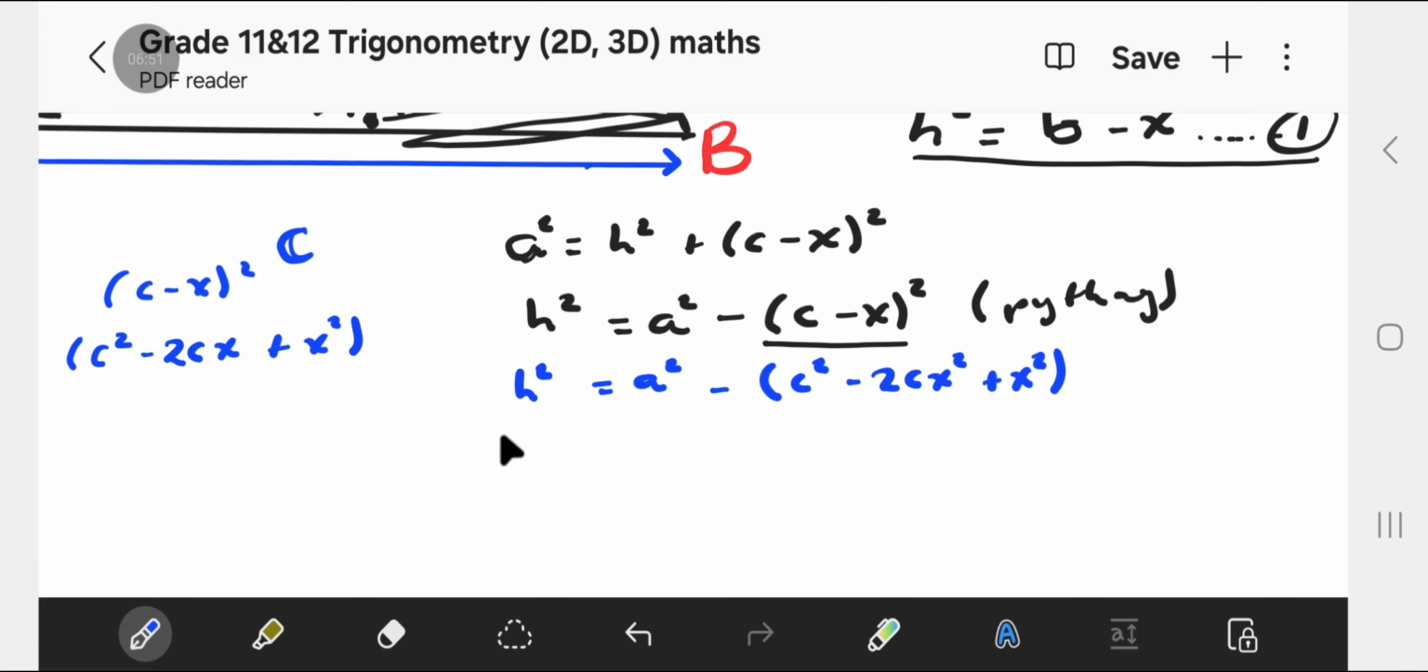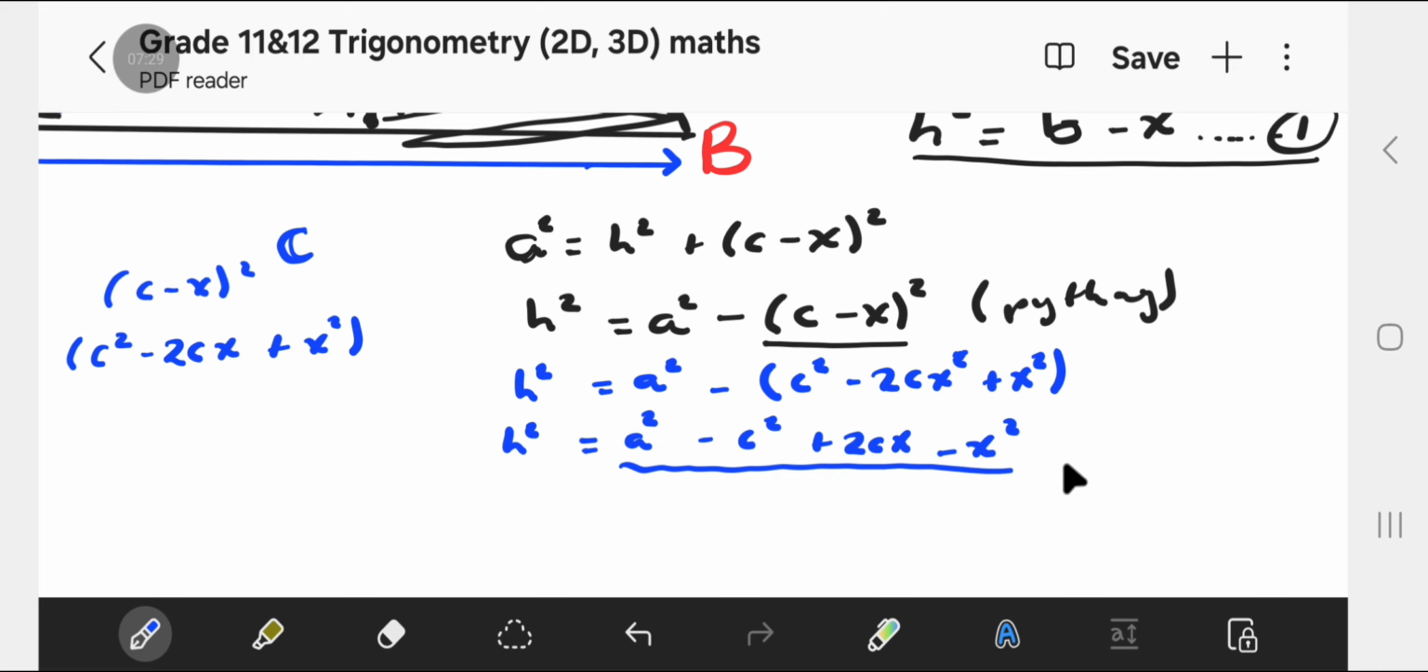So now this definitely means that our H squared is equivalent to our A squared minus C squared plus 2CX, and then minus our X squared. So this whole thing is coming from this, right? So A squared minus C squared plus 2CX minus X squared. So now we can call this our equation number 2 right there.